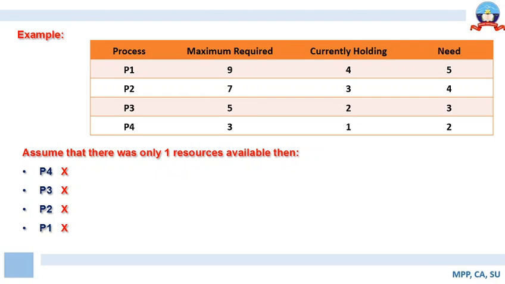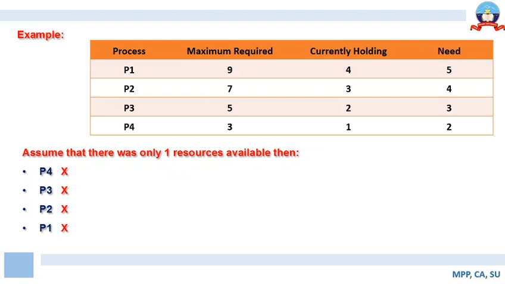Now let us assume that there is only one resource available. In the previous instance there were two resources available. Here in this particular instance you have only one resource available. So now with one resource available, what we cannot do is satisfy the requirement of either P4, P3, P2, P1.